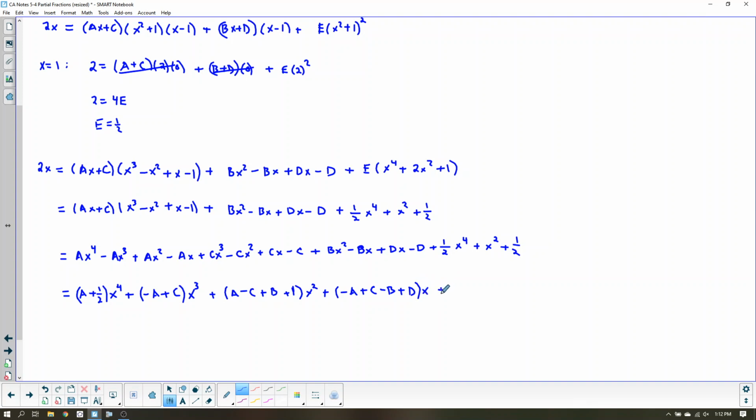And then lastly the constants. So terms without variables looks like minus c plus d minus d. And plus 1/2.